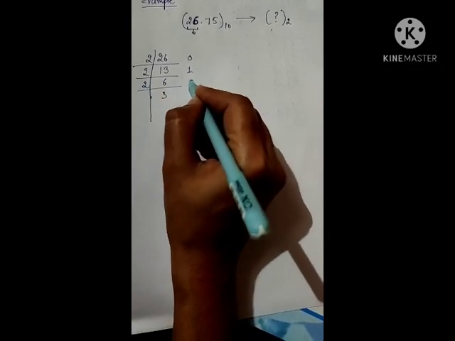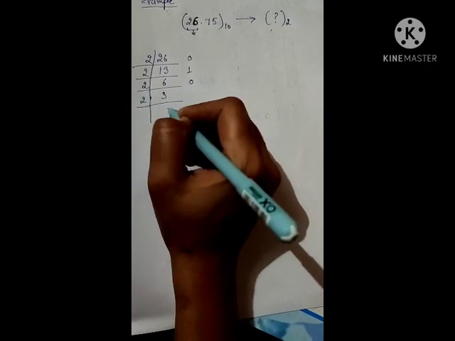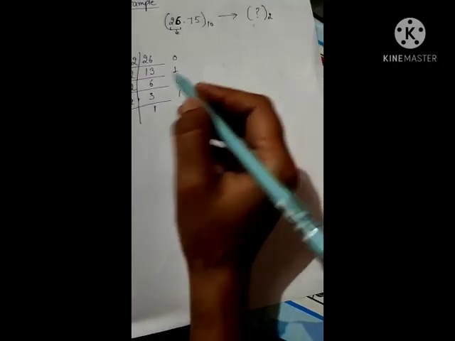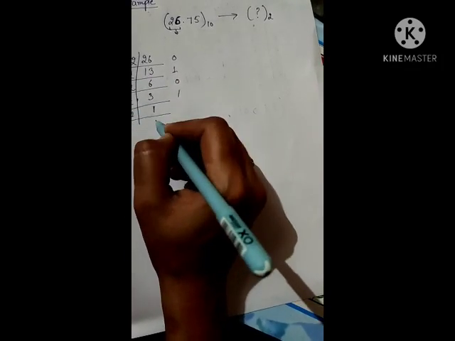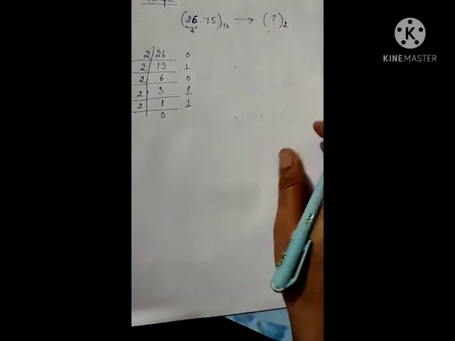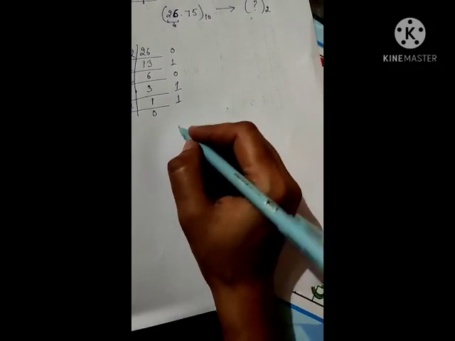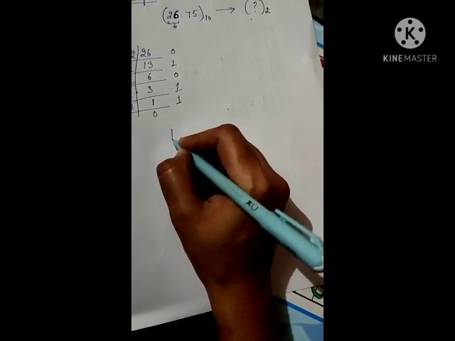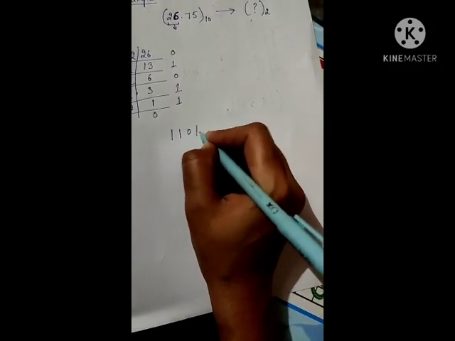3 2s are 6. Remainder is 0. And 2 1s are 2. Remainder is 1. Then the remainder is 1. So what is the answer? That is 1 1 0 1 0.